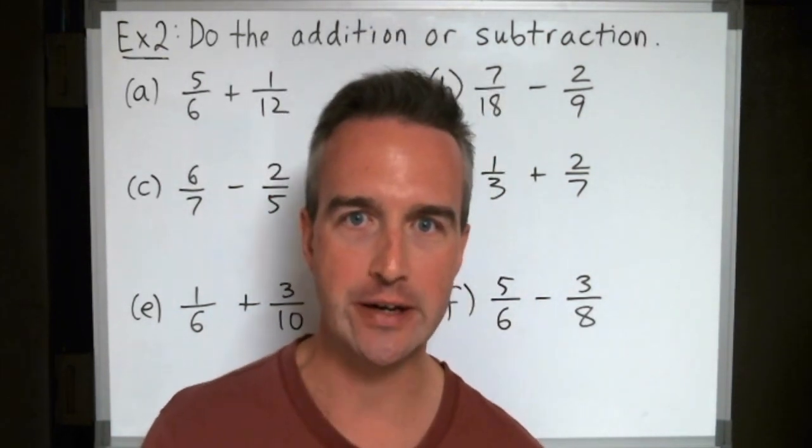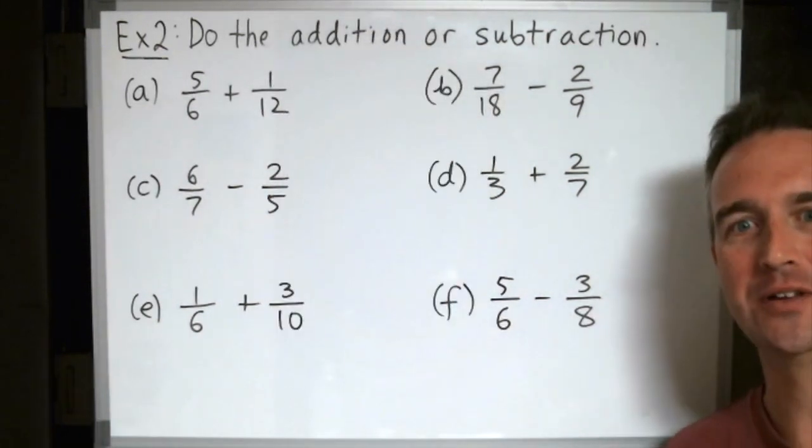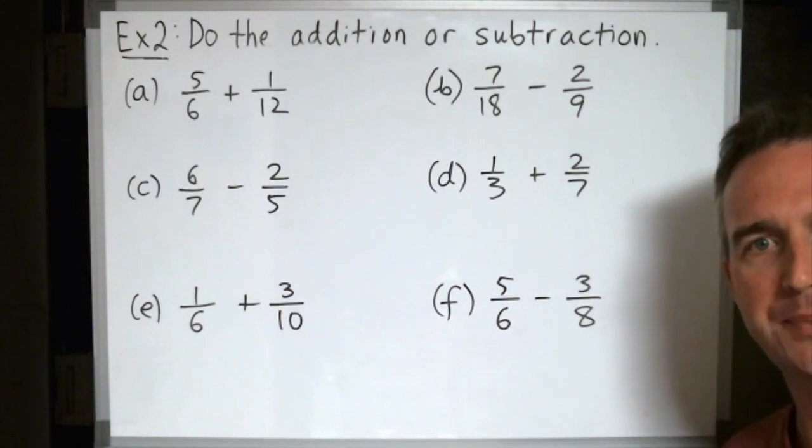I hope you got the hang of it, because it's now your turn. Give example 2 a try. Do you have what it takes to find the lowest common denominator for these pairs of fractions?